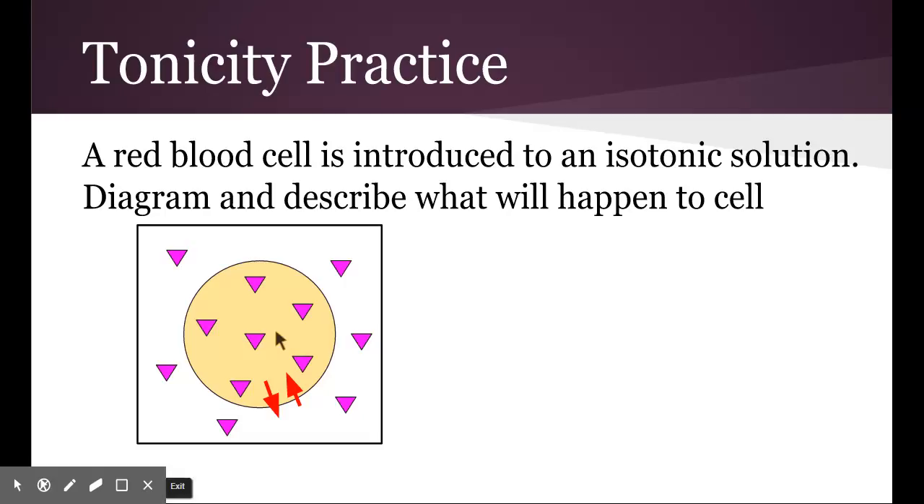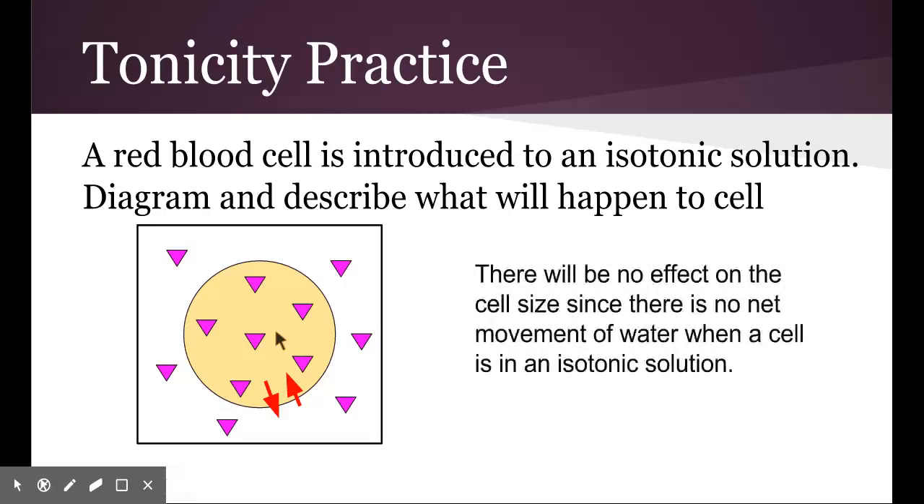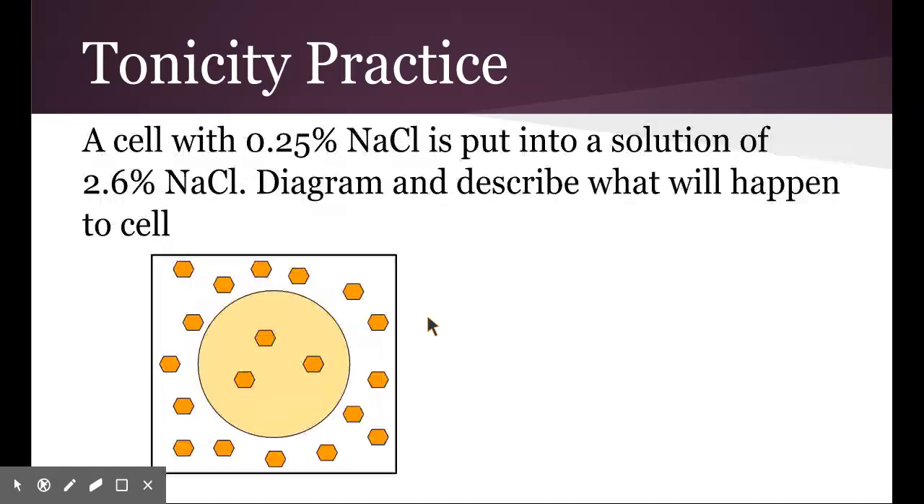It's at an equilibrium. And then what I would write, so there's my diagram, and describe what happens to the cell. Here's my description. So there would be no effect on the cell size since there was no net movement of water, no total movement, when a cell is in an isotonic solution. And this will be true whenever a cell encounters an isotonic solution, so where there's the same concentration on both sides. So sometimes I'll just give you isotonic, but other times I'm going to give you a situation.